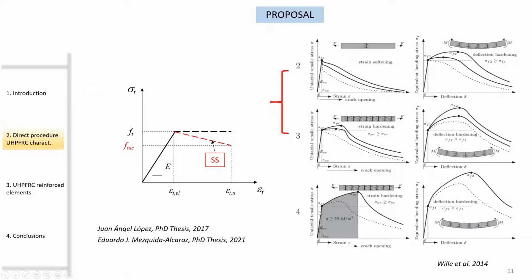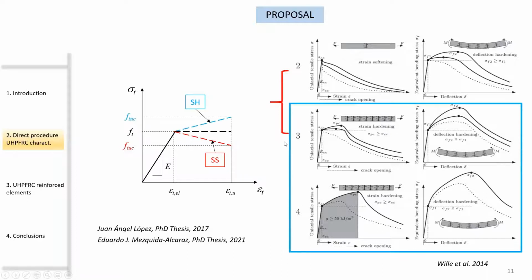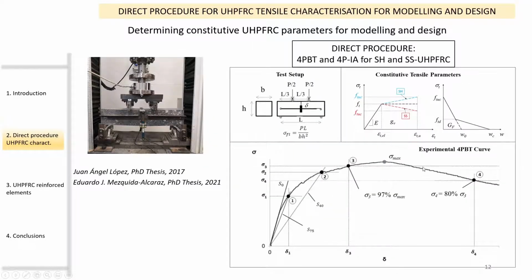So for our stress-strain softening behavior, we consider that we have this possibility when in the tensile test we have something in between strain softening and strain hardening, and in bending, we always have deflection hardening. And we consider that we have strain hardening when in the tensile behavior we always have strain hardening, and in bending, we always have deflection hardening.